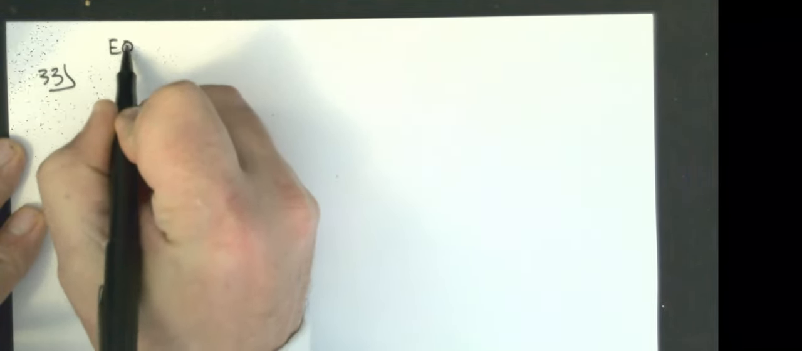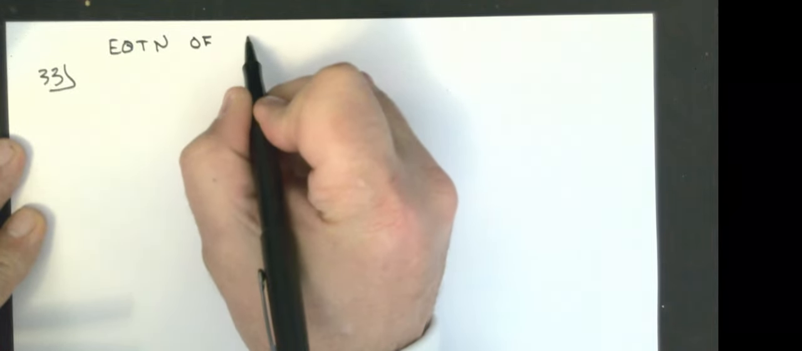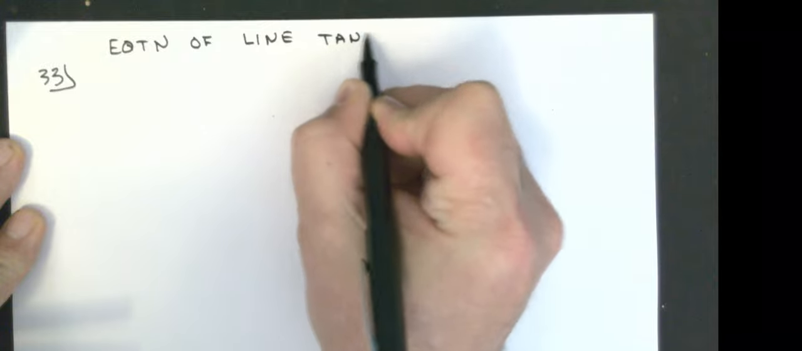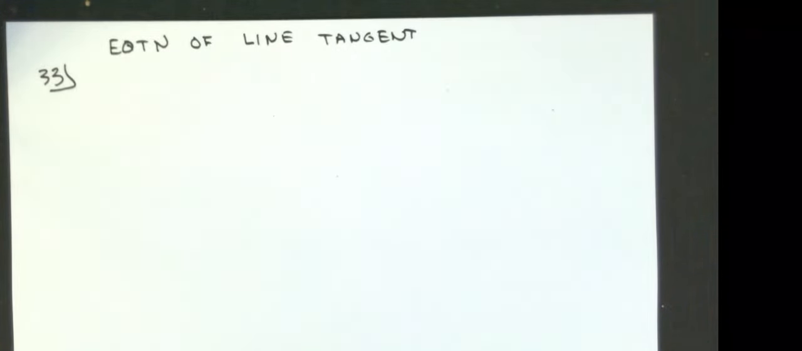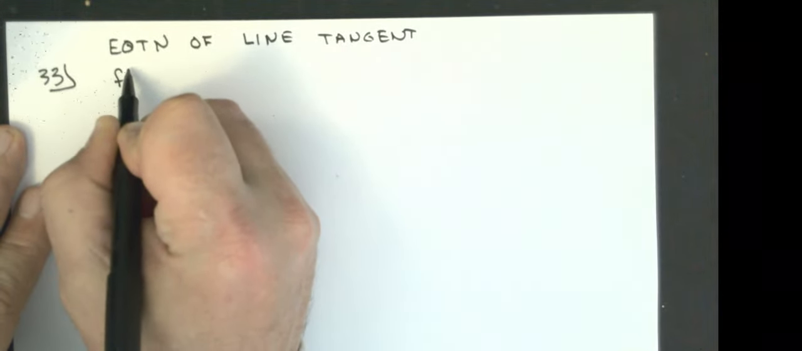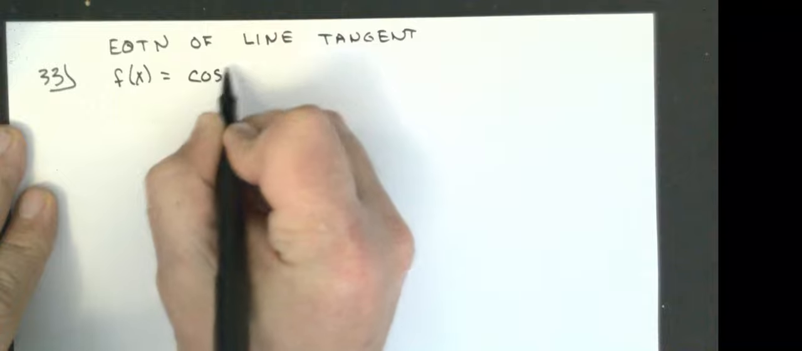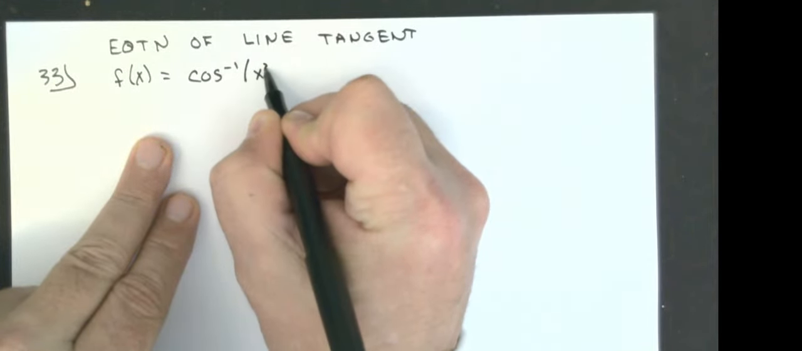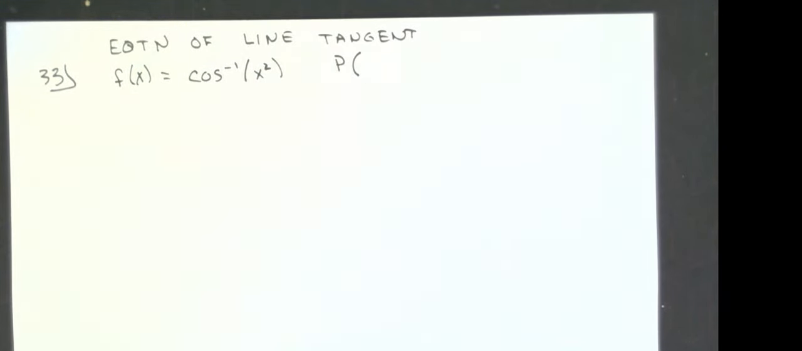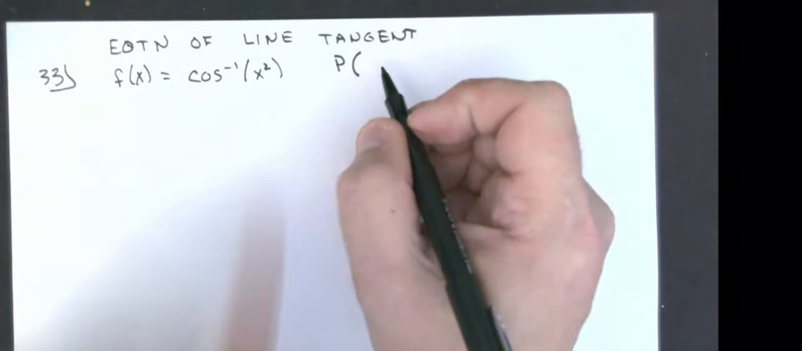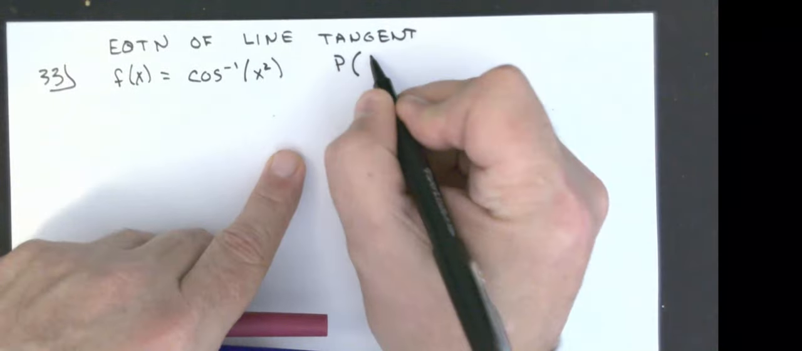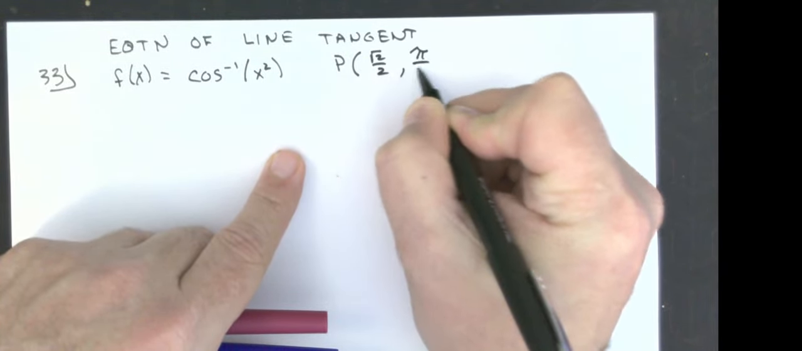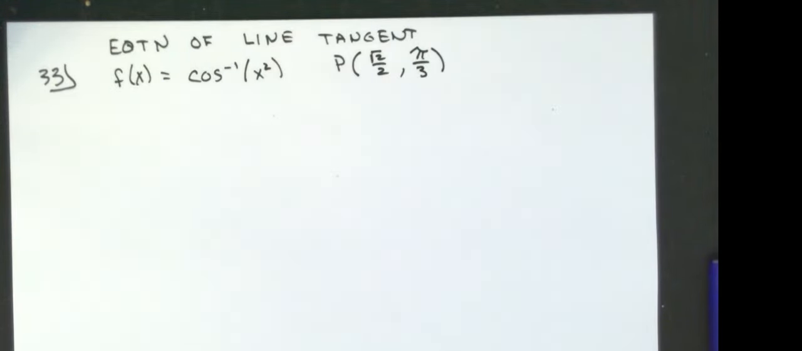They want the equation of a tangent line. Actually, I'm going to write: line tangent to the function at a point. So I have f of x is equal to the inverse cosine of x squared. And they want me to evaluate it at the point square root of 2 over 2, comma pi thirds. I'm going to verify that. So square root of 2 over 2, comma pi thirds.